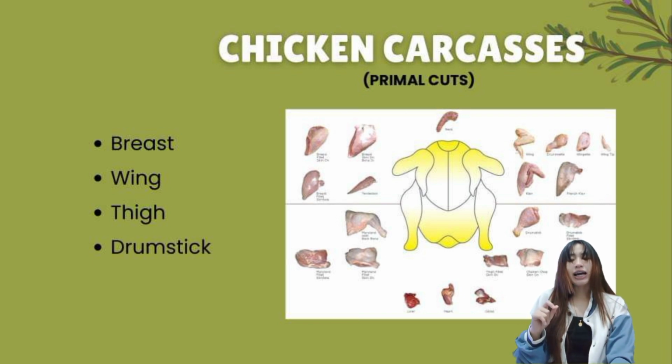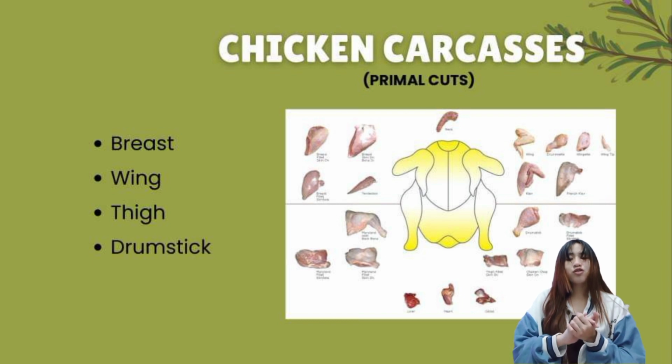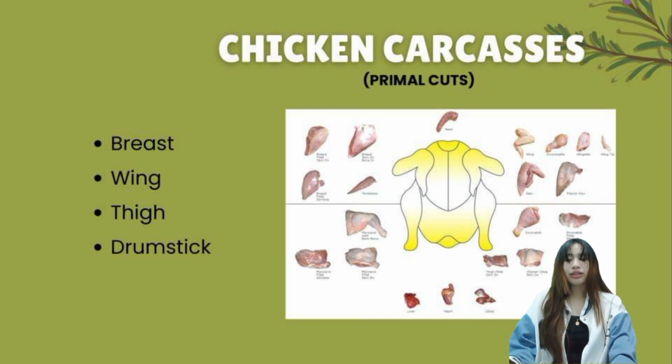So third is thigh. A lot of poultry fans really enjoy dark meat, which is one of the reasons that thighs are so popular. Thigh meat is darker and contains more oil than breast meat, making it a juicier cut that's much more forgiving when slightly overcooked. And lastly is the drumstick.